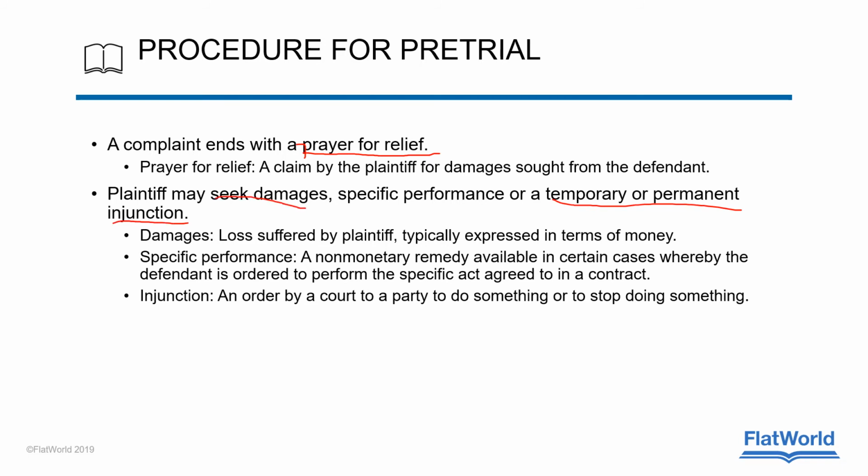So three things: damages, specific performance, or an injunction. Damages are a loss suffered by a plaintiff, and it's typically expressed in terms of money. Specific performance is a non-monetary remedy available in certain cases where the defendant is ordered to perform the specific act agreed to in a contract. And then an injunction is an order by a court to a party to do something or to stop doing something.